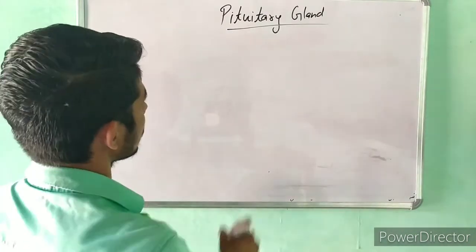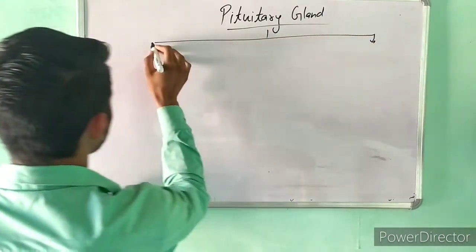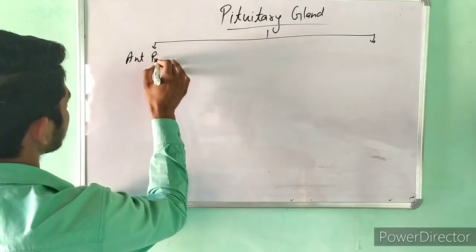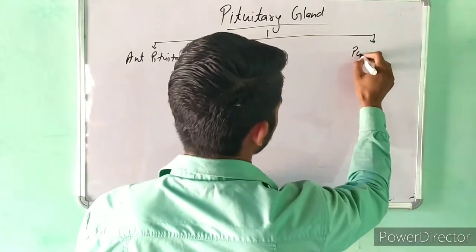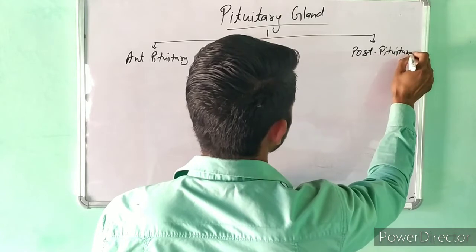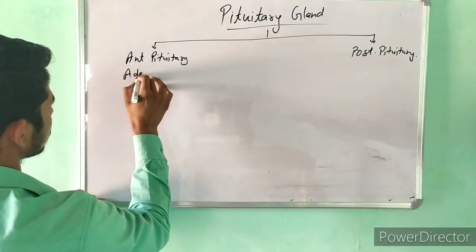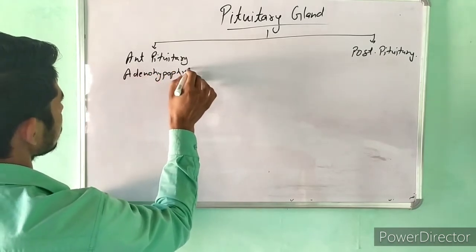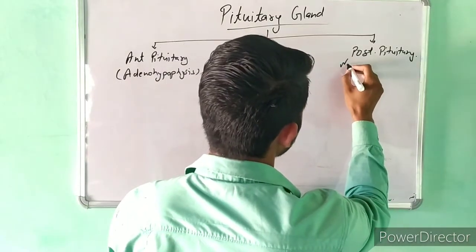So now, this pituitary gland has two parts, the anterior pituitary and the posterior pituitary. The anterior pituitary is also known as adenohypophysis, and the posterior pituitary is known as neurohypophysis.